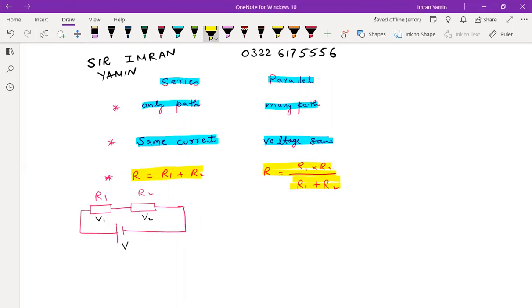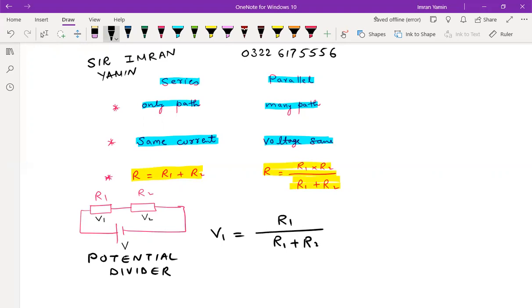Now when resistors are connected in series, we can call such a circuit a potential divider. This circuit is known as a potential divider because in this circuit, the potential is divided. So it is known as a potential divider circuit. And in a potential divider circuit, the voltage or potential difference across R1 can be calculated by this formula, where V is the EMF of the cell.